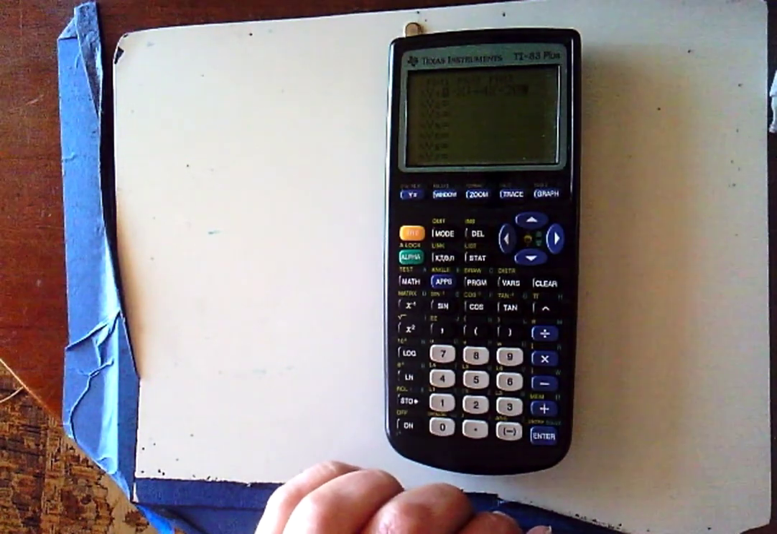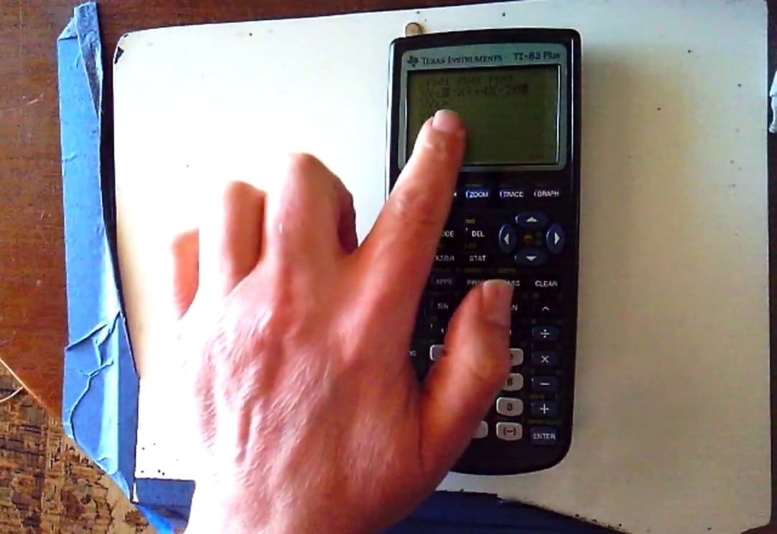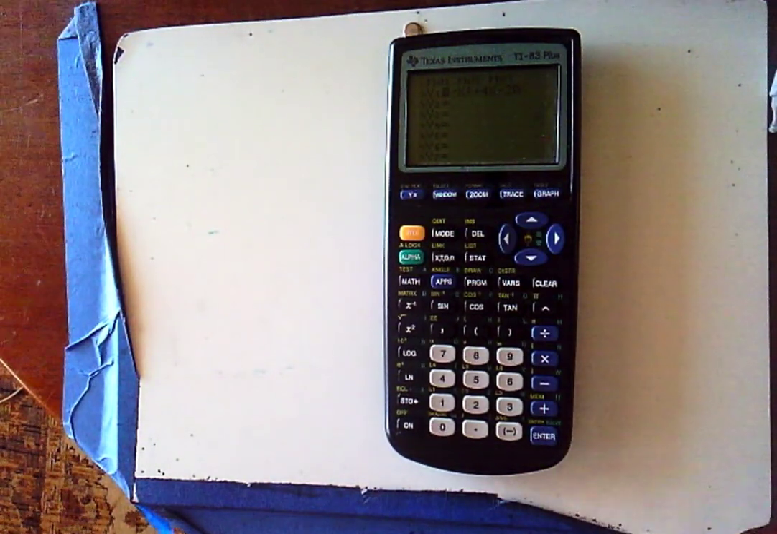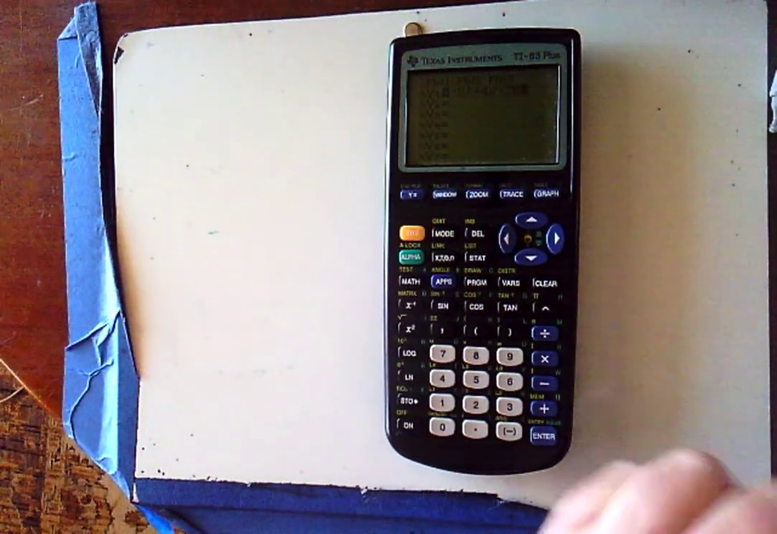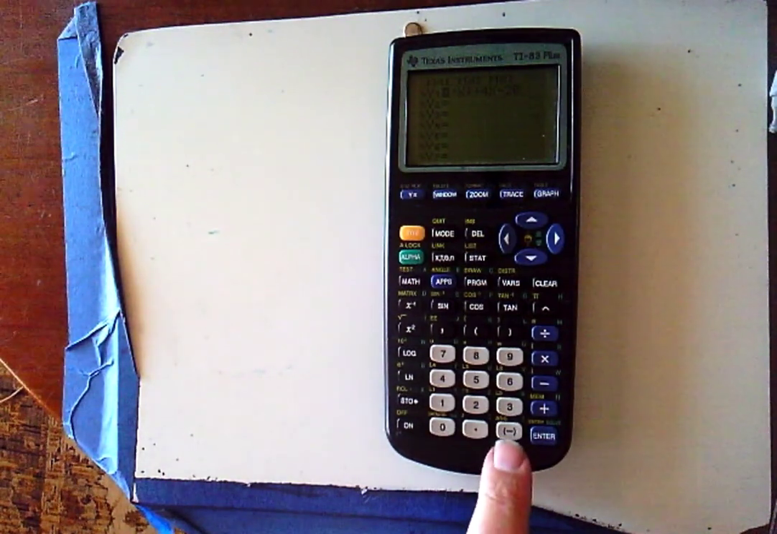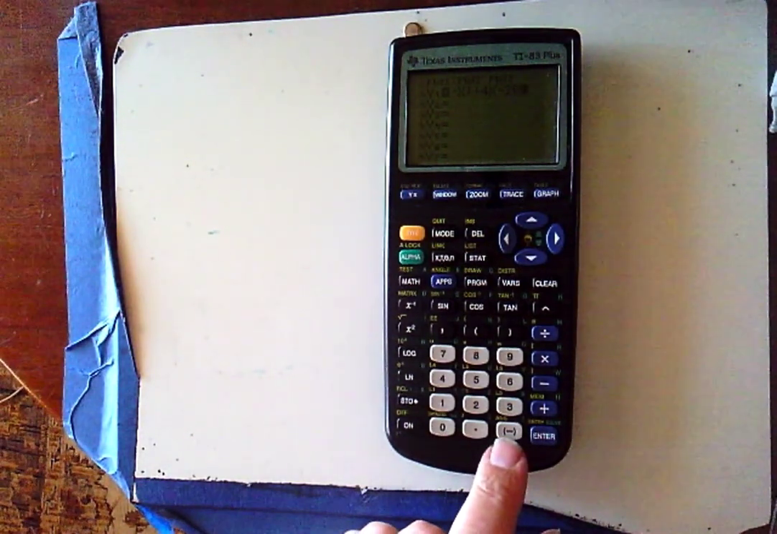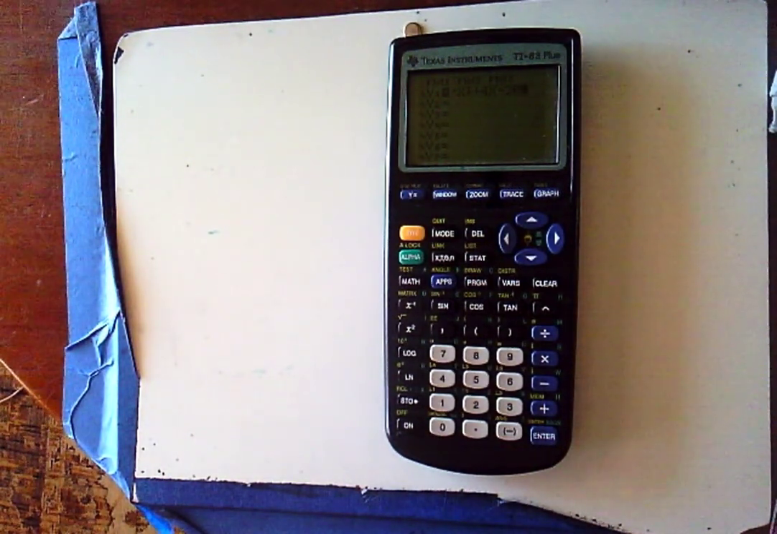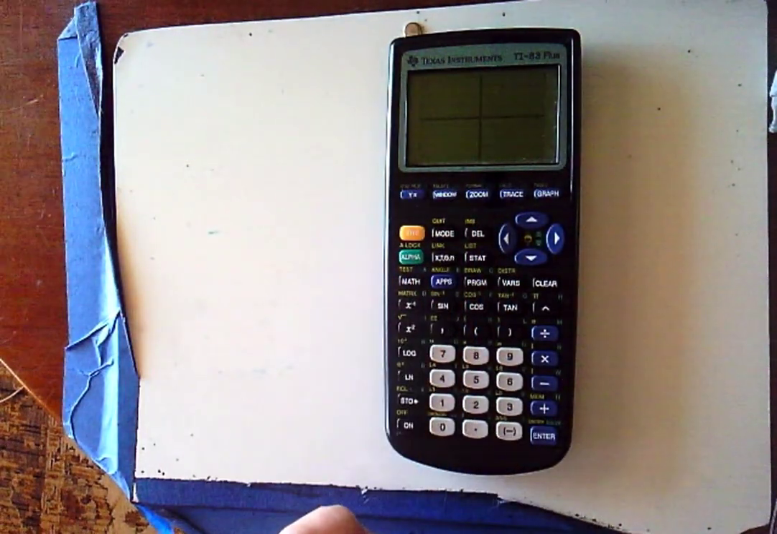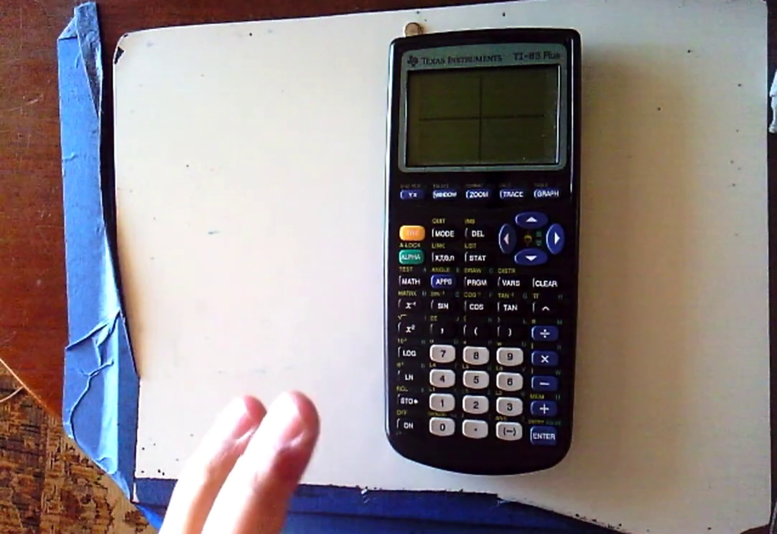Be sure to put a negative in front of the x squared. I did. And not the subtraction symbol. Another typo in the lab. The negative sign is on the bottom row of the keyboard. Okay. Press the zoom button and choose standard. Zoom, standard. But where's the graph?